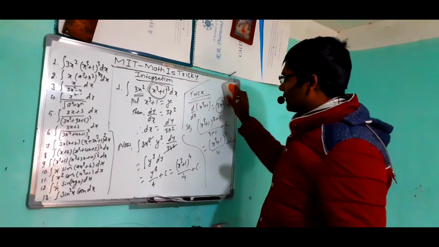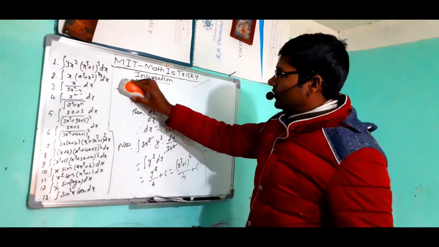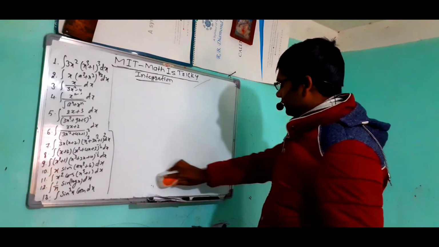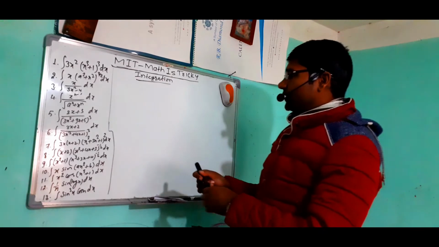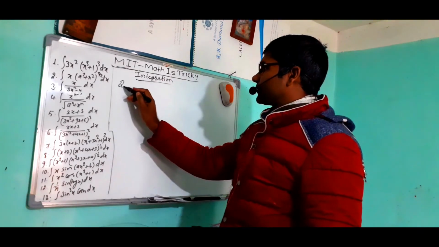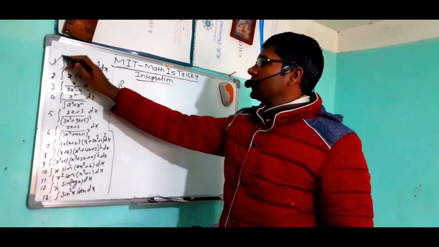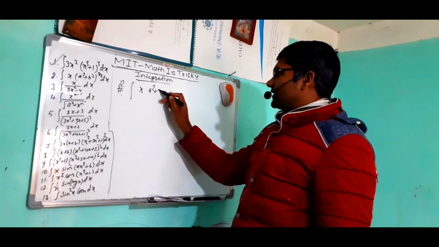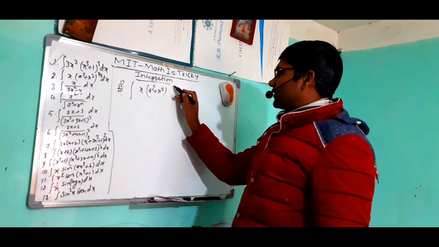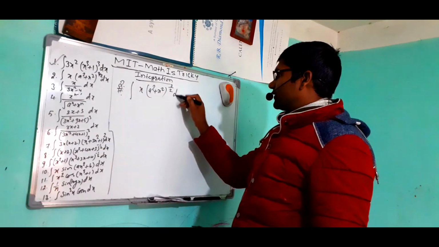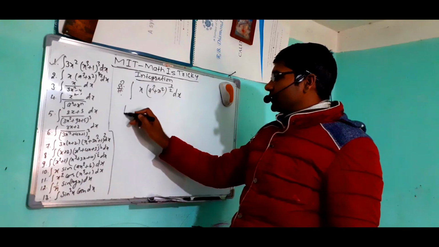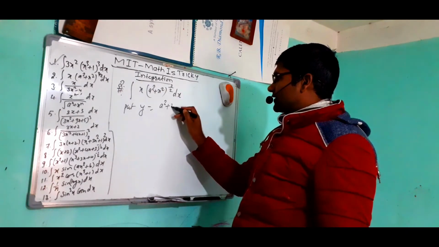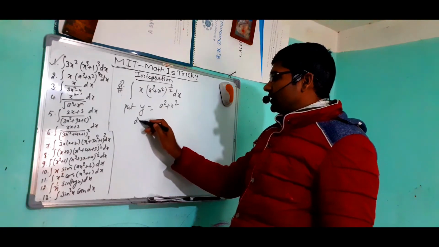So let's move to question number 2. Question number 2 is here. Integration of x times (a square plus x square) whole power 3 by 2 dx. Again, let's put y equals a square plus x square. Then find dy by dx.